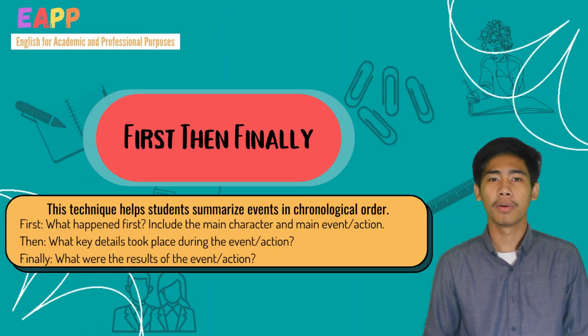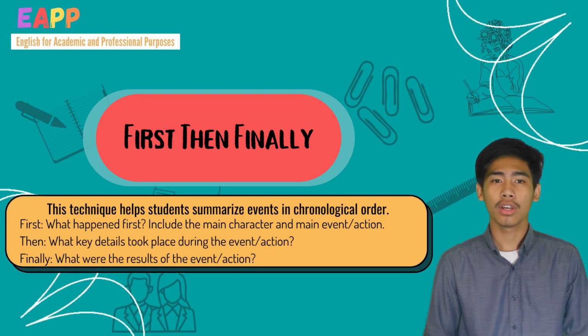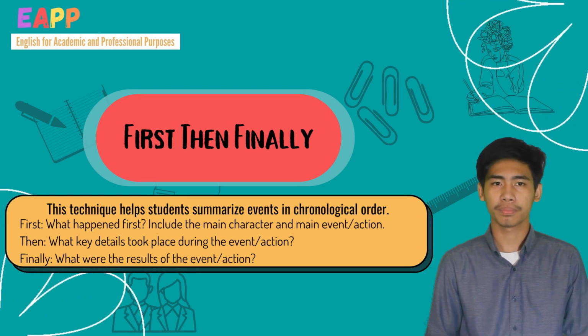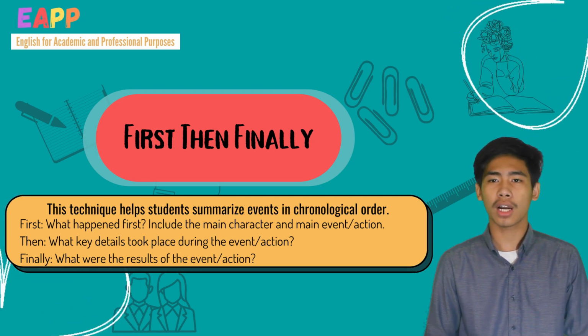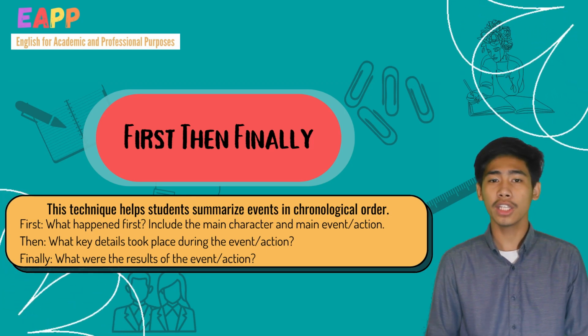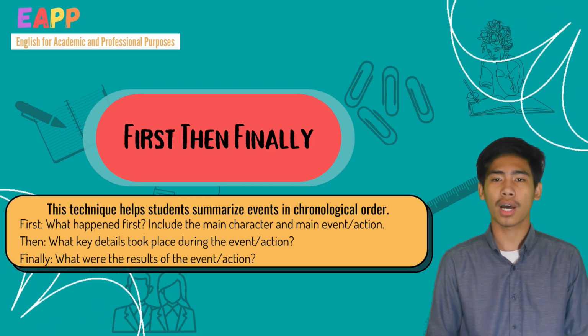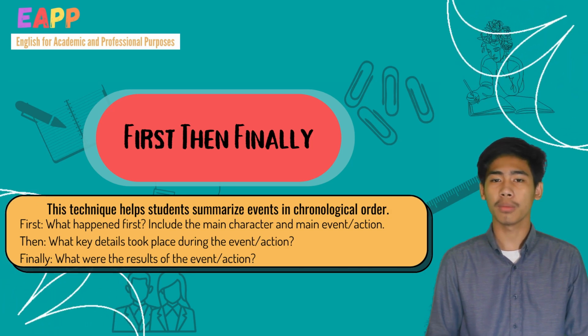Number 2. First, then, finally. This technique helps students summarize events in chronological order. First, what happened first? Include the main character and main event or action. Then, what key details took place during the event or action? Finally, what were the results of the event or action?